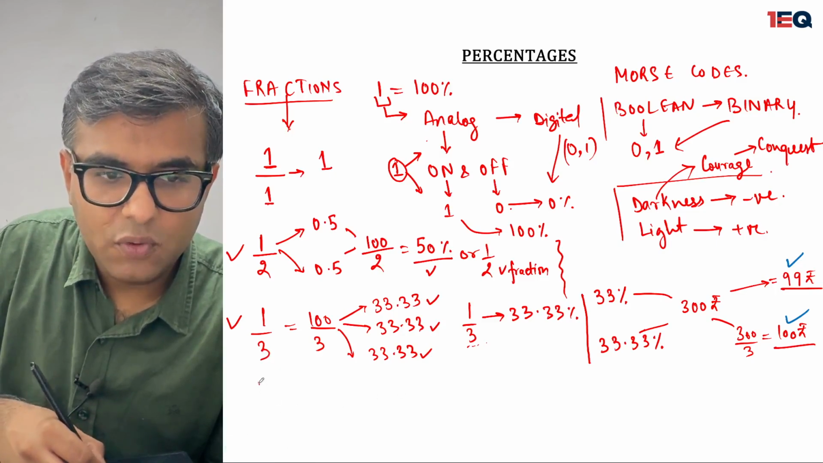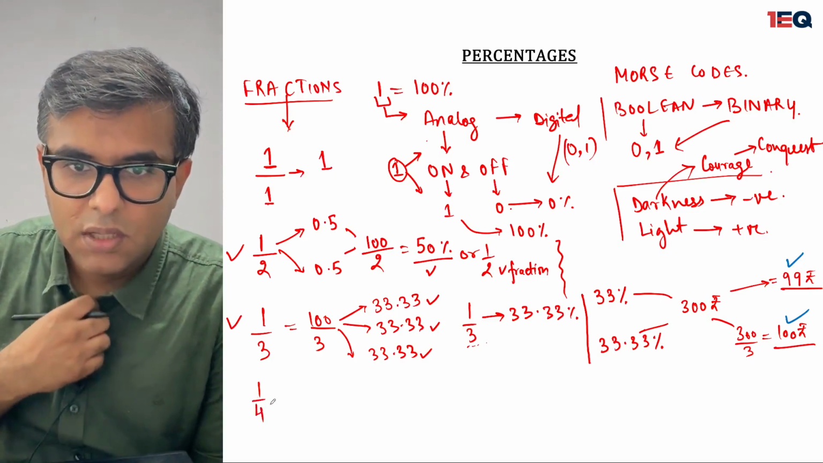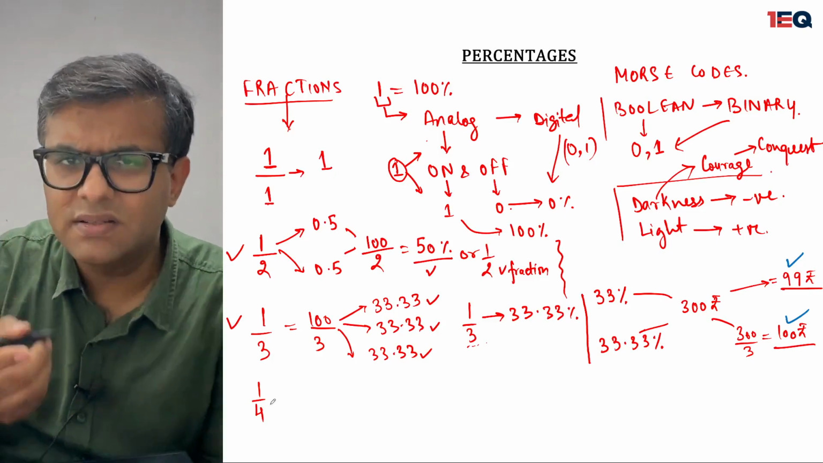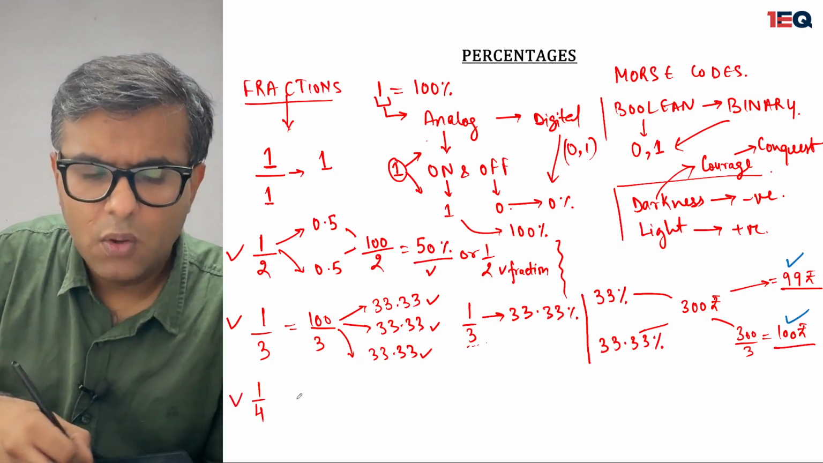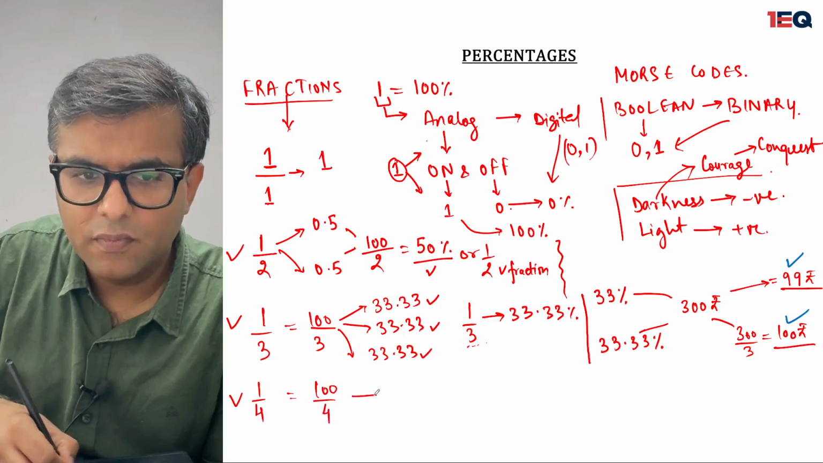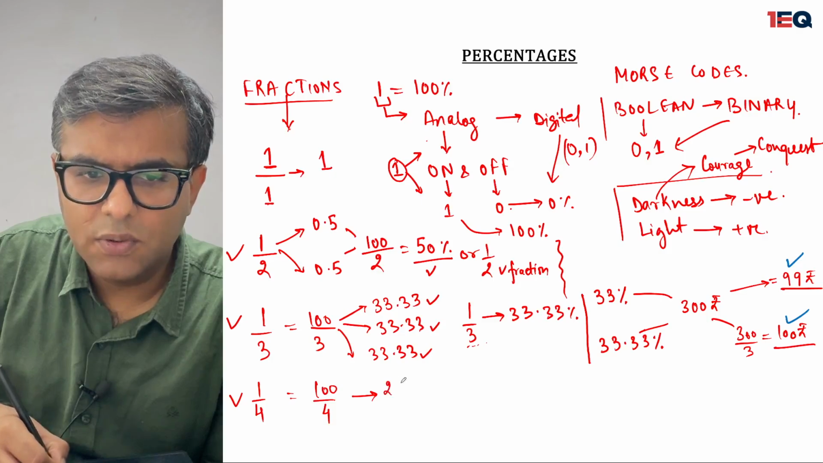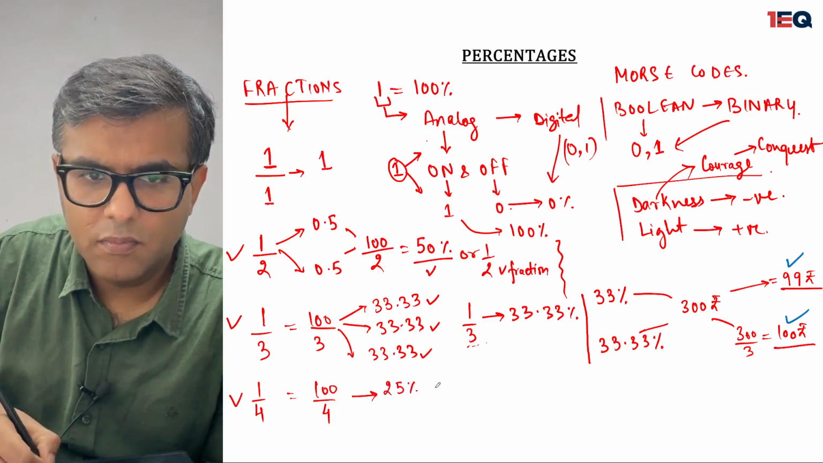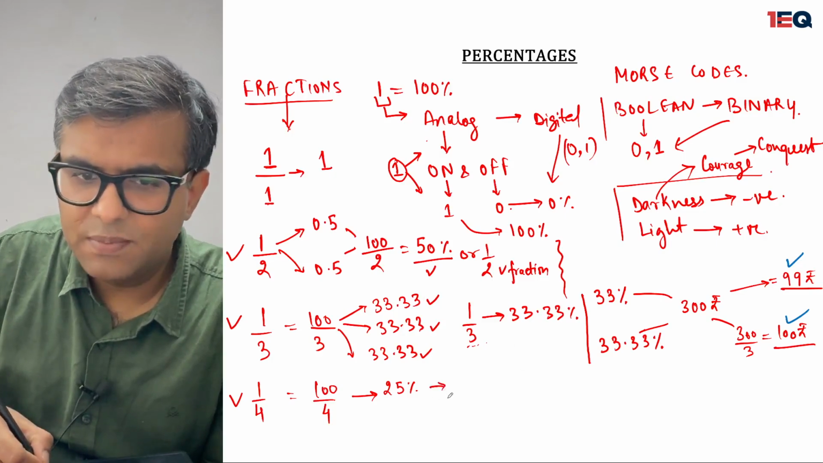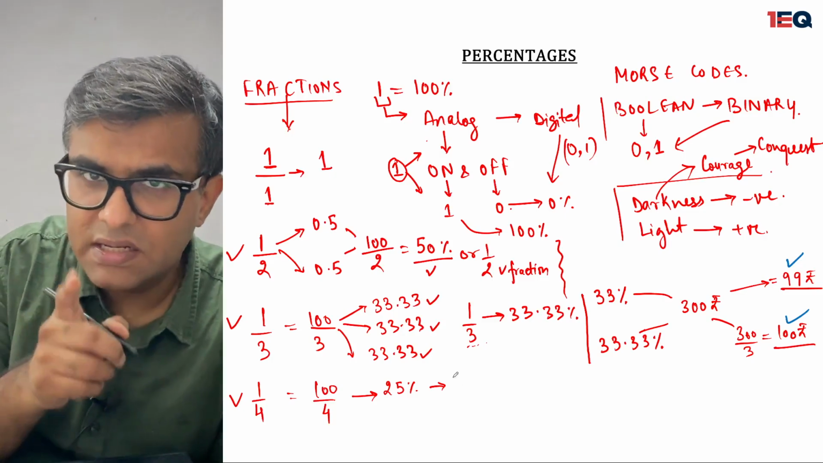Coming down to 1 by 4. In the next slide, you'll see multiple forms of these fractions, and you'll just go through them. You'll be able to understand what I was talking about. 1 by 4, again, 100 divided by 4 is equal to 25%. Okay. So 1 by 4 is equal to 25%. Pretty easy.